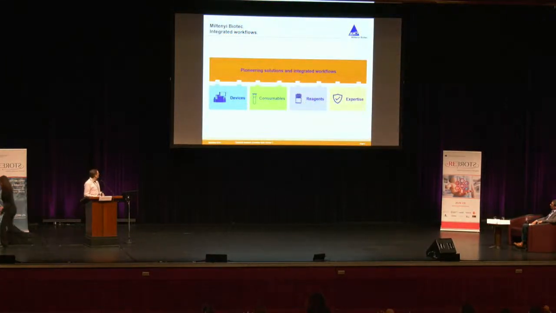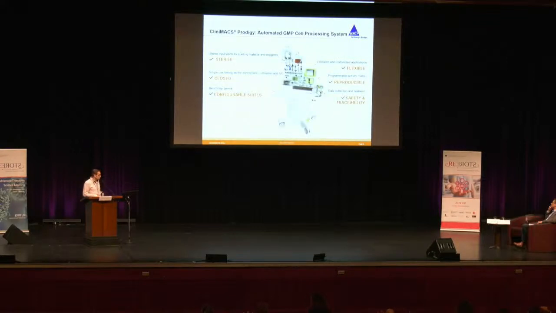There you go. So what we do here is that we, as a tool and technology provider, develop different aspects needed for the manufacturing of ATMPs, and we have devices, consumables, reagents, and a lot of expertise, and we try to bring all of these together to have solutions that are as optimal as possible. The platform that we use is this Prodigy device, CleanMax Prodigy, and it has all the features to do automated manufacturing of many different cell types. And I'm going to try to walk you through this today.